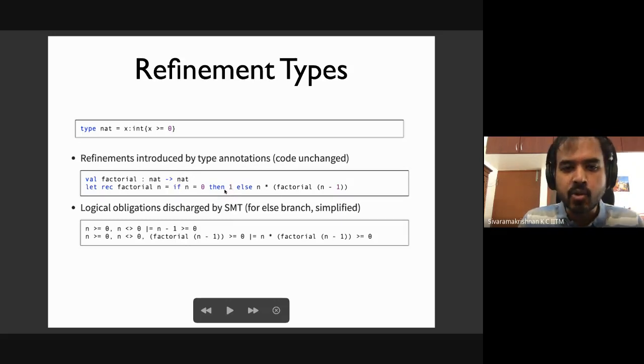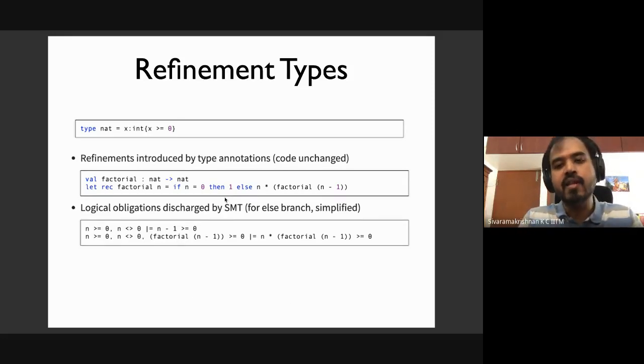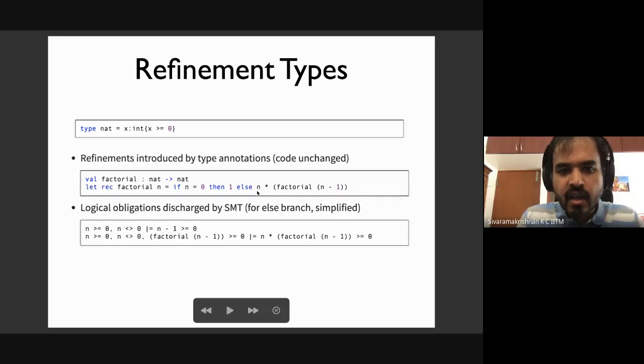Then it looks at the true case, right? In the true case, what does it know? It knows that 1 is a natural number, because that's just by definition, right? 1 is greater than or equal to 0, so it's a natural number. Okay, that's fine. The else case is actually a little bit tricky, right? It has to somehow show that this term is a natural number. So how does that work out?